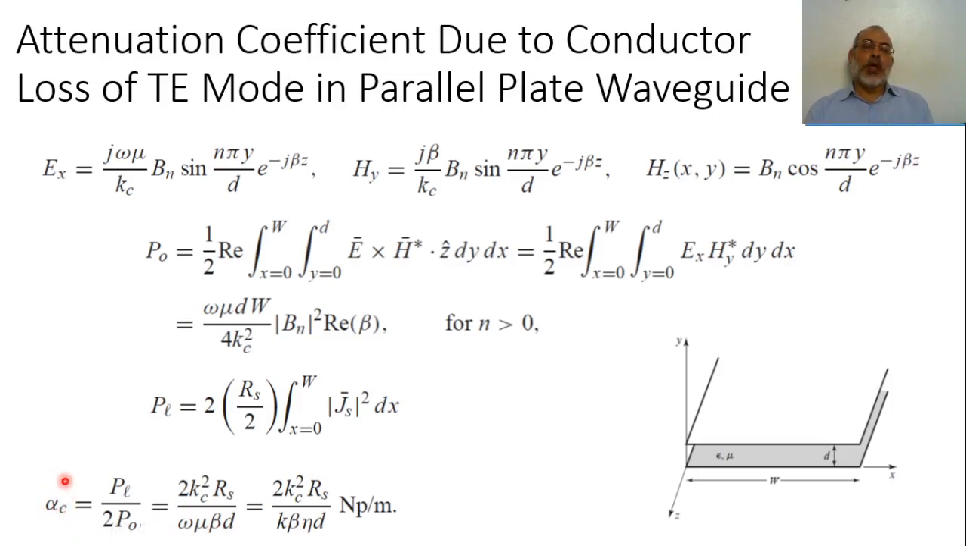So the attenuation coefficient due to the conductor loss in the case of TE mode is 2kc squared R surface over omega mu beta d. This omega mu can be replaced by k multiplied by eta. So in this case it would be 2kc squared R surface over k beta eta d. Once again, if we are interested in calculating the total attenuation coefficient, it would be the attenuation coefficient due to the conductor loss plus the attenuation coefficient due to the dielectric loss.